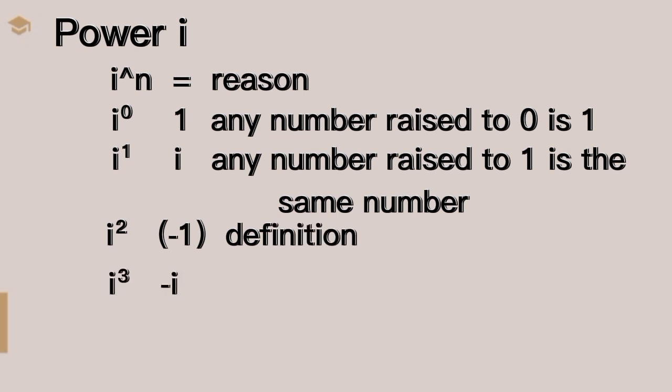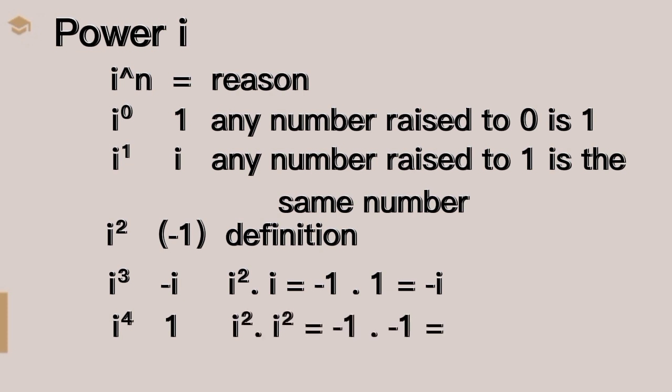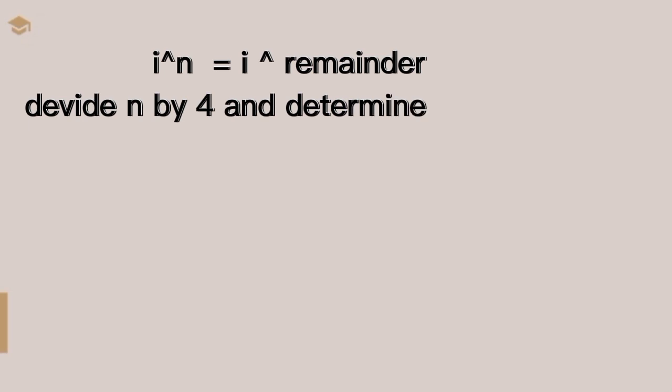Definition. i raised to 3 is negative i because i squared times i equals negative 1 times i equals negative i. And i raised to 4 is 1 because i squared times i squared equals negative 1 times negative 1 equals 1. i raised to n equals i raised to the remainder. Divide n by 4 and determine the remainder.